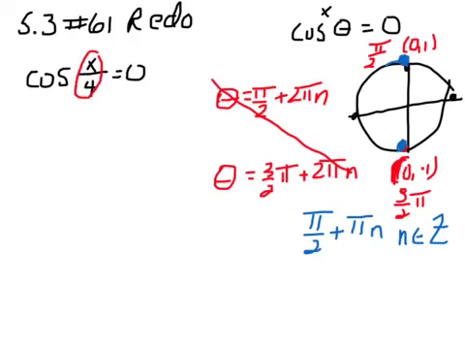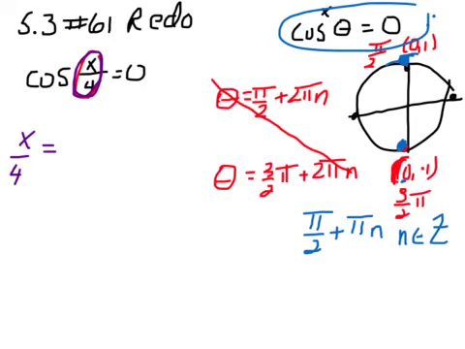Since both of those values have a cosine of 0, meaning the x-coordinate was 0, this would be all the answers to that problem. But that was not the problem I had. I had this x over 4. So to adjust my answer, I'm going to take that x over 4 and set it equal to what would have been my answer, pi over 2 plus pi n, because I'm going 180 degrees every time to get to a new solution. And again, n is an element of Z.